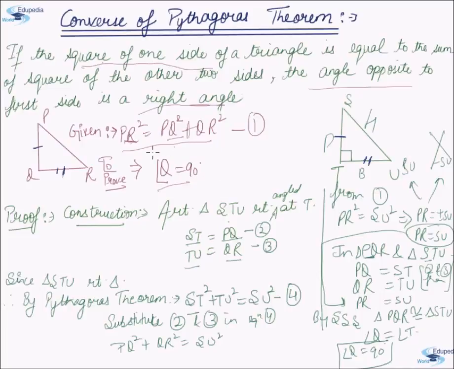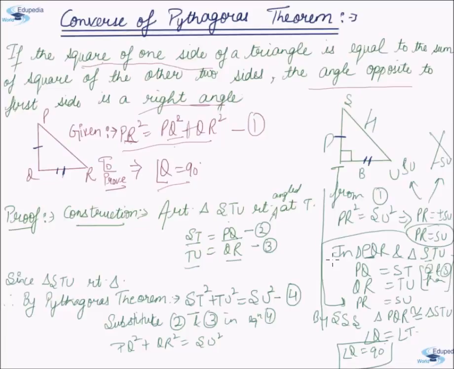Let us rewind what we have done in this theorem. We needed to prove that angle Q is 90 degrees if this given condition holds. So we constructed a triangle similar to the first triangle such that two of its sides were equal to the original triangle, but the constructed triangle was a 90-degree triangle. By SSS criteria we have proved that this condition is only possible when angle Q is also 90 degrees.